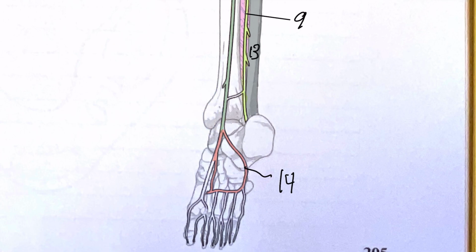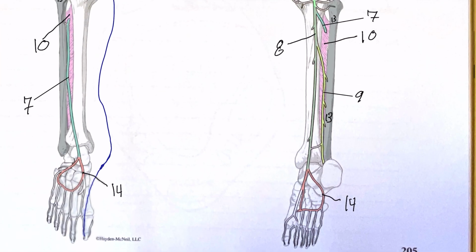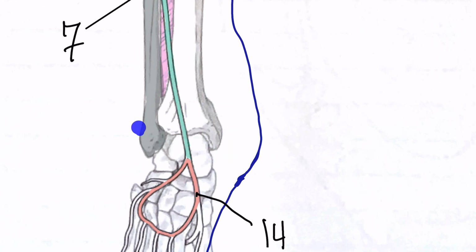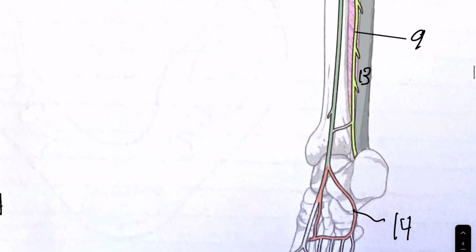I guess I shouldn't say styloid process. This is going to be your medial malleolus, is what it's called, or your ankle bone. So this is your medial malleolus. You see right there. This is your lateral malleolus, is the name of it.